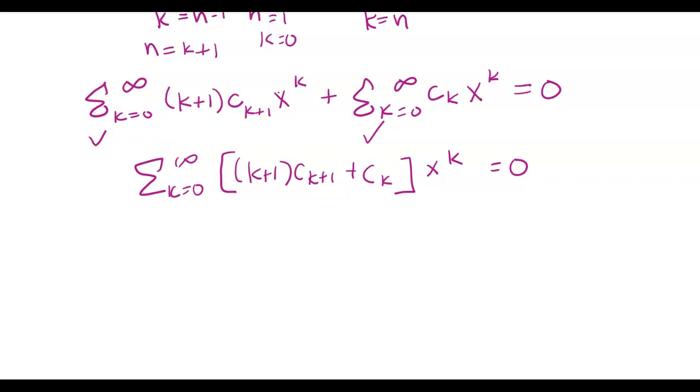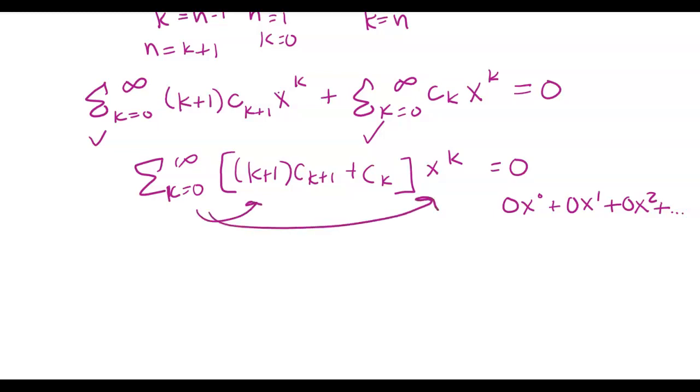Now, what does this mean? Well, I have that this is equal to 0. So that means that it has to be 0x to the 0 plus 0x to the 1 plus 0x to the 2 plus and so on. So every time I'm plugging in these k values for my pieces, I end up getting zeros in the front every single time. Well, that's only true if this coefficient piece is always 0.